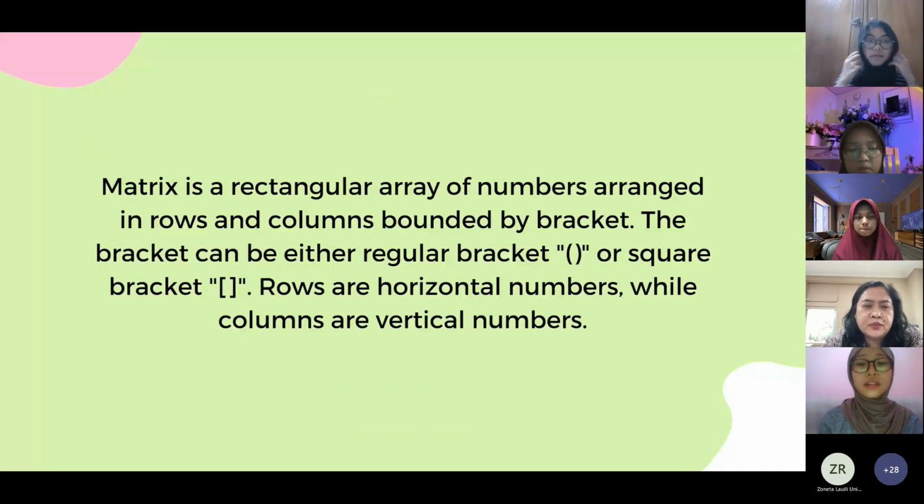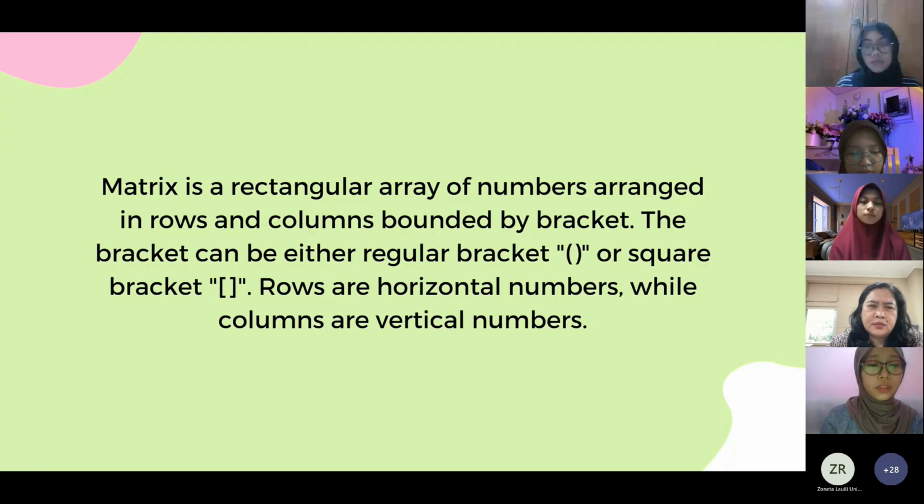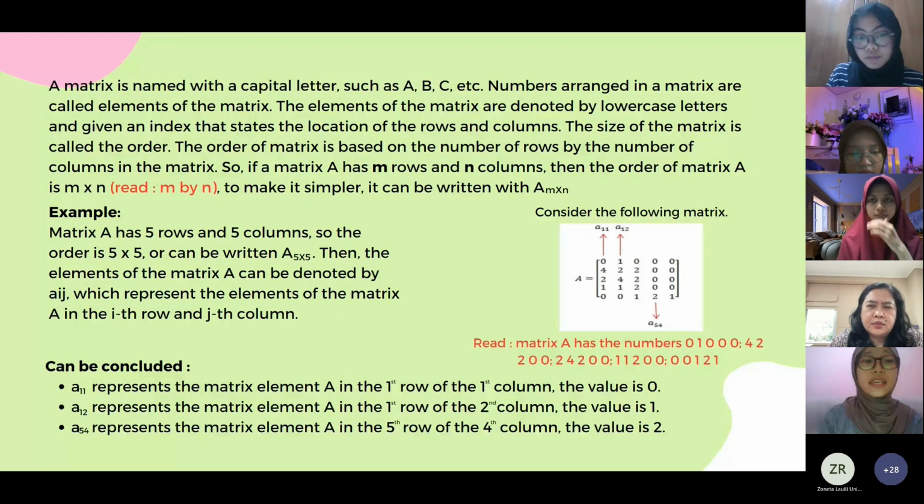A matrix is a rectangular array of numbers arranged in rows and columns bounded by brackets. The brackets can be either regular brackets or square brackets. Rows are horizontal numbers while columns are vertical numbers. A matrix is named with a capital letter such as A, B, C, etc. Numbers arranged in a matrix are called elements of the matrix.